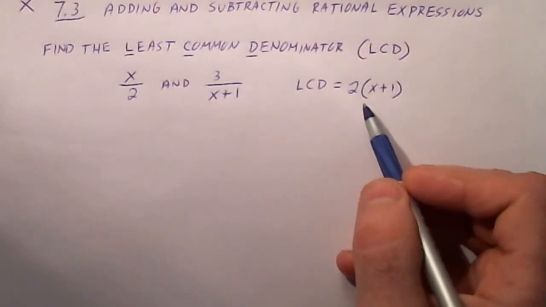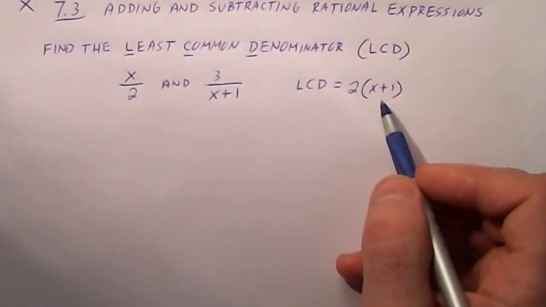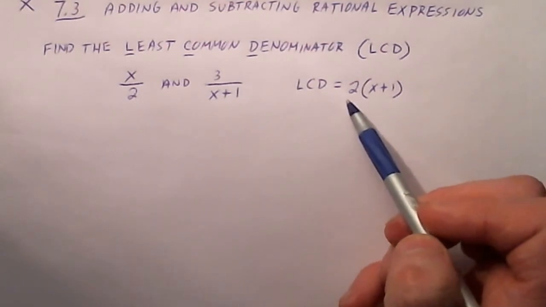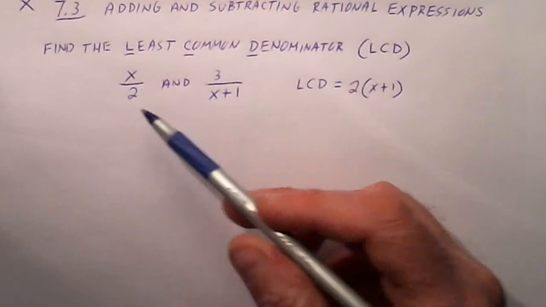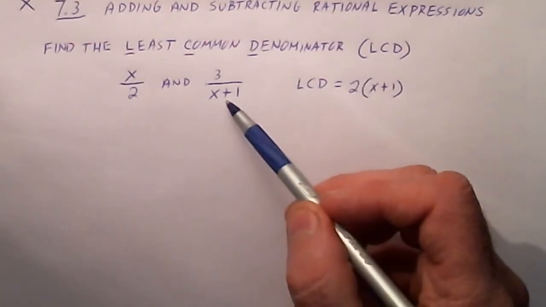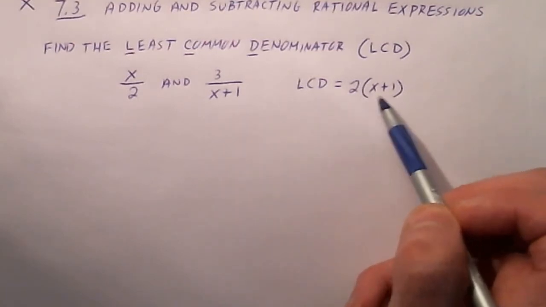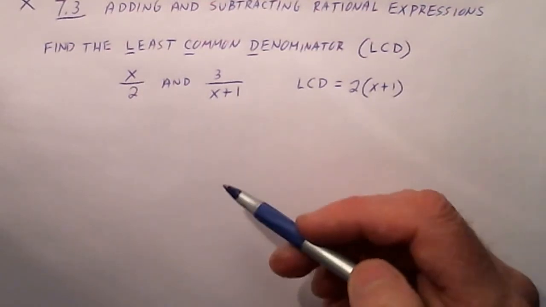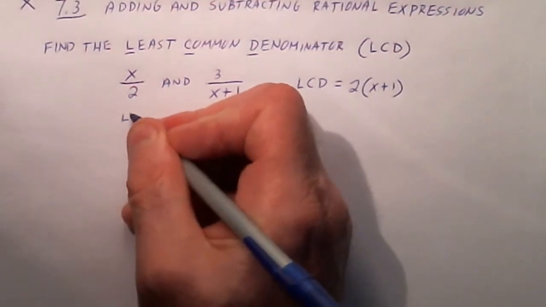Think of it this way. The least common denominator has to be an expression that has to be divisible by all your denominators. So, in order to be divisible by this first denominator 2, my LCD must have a factor of 2. In order for my least common denominator to be divisible by x plus 1, my LCD must have a factor of x plus 1. So this would be the least common denominator of both these denominators here. Let's try another one.